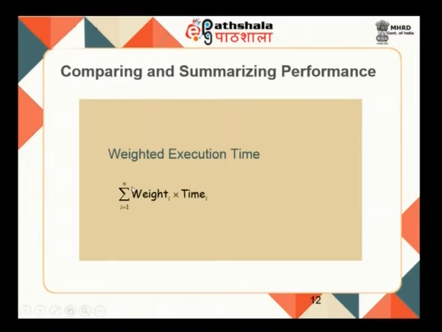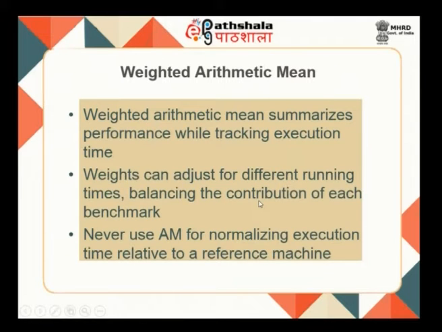So, instead of doing your average of the execution times, the other thing that you can do is go in for a weighted execution time. That is, each program is assigned a weight and you take a weighted execution time. You do a summation of these weights into time factors. There again you have a problem when you do the weighted arithmetic mean. How do you choose the weights that are assigned to each of these?